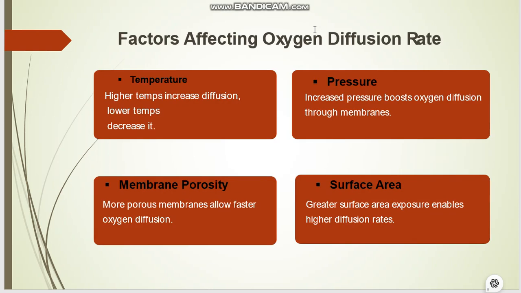Factors affecting oxygen diffusion rate. There are several factors that affect the oxygen diffusion rate. Number 1, temperature: high temperatures increase the diffusion rate and lower temperatures can decrease it. Number 2, pressure: increased pressure boosts oxygen diffusion through the membrane. Membrane porosity: more porous membranes allow faster oxygen diffusion. Surface area: greater surface area exposure enables a higher diffusion rate.